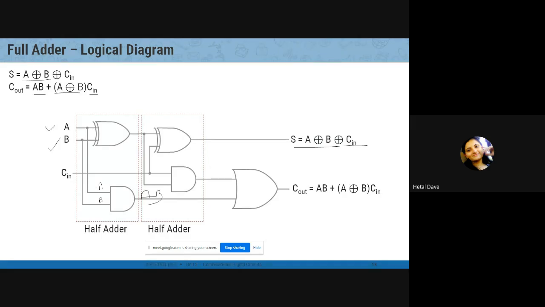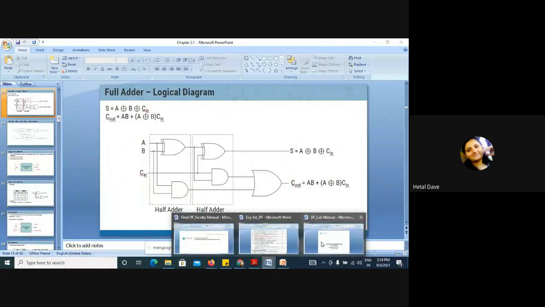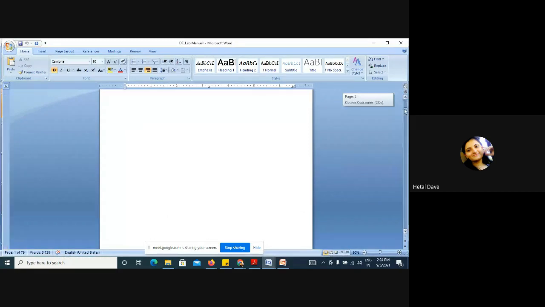Now what is your role? What do you need to do after this explanation? I would like you to open your lab manual first of all. So here, I have opened the lab manual. Is it open there?